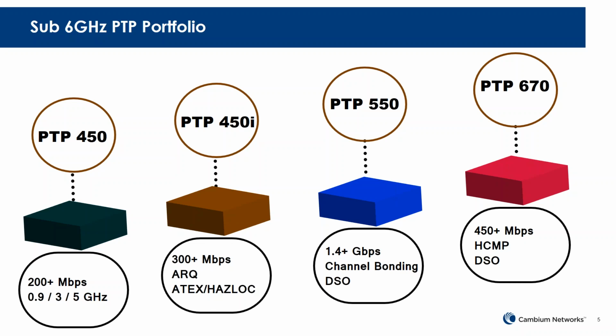Next is the PTP 550. That is our latest flagship product. The main three key features for this are the high throughput of about 1.4 plus gigabits per second, it supports channel bonding, and it also supports DSO. The next one is the PTP 670, which is 450 plus Mbps. It supports HCMP and it supports DSO.